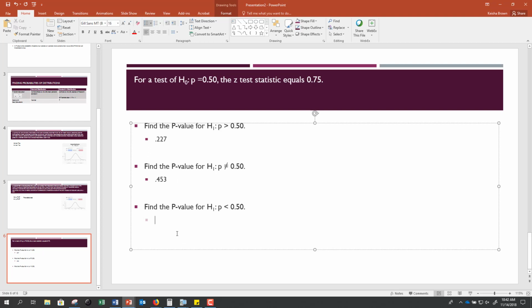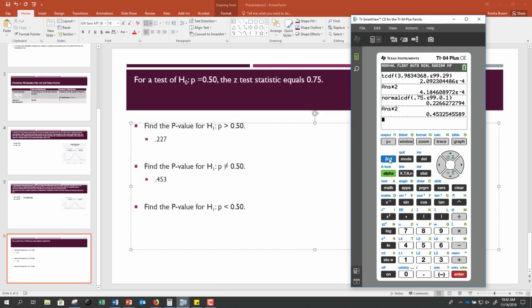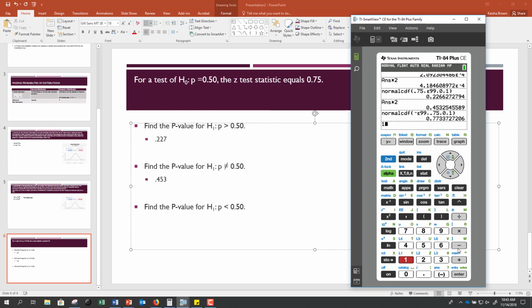Now you want to find the probability of p being less than 0.5. So there are two different ways that you can generate this answer. One way is you can do normalcdf all over again, left-tailed test. So now your lower bound is negative E99. Your upper bound is your test statistic, 0.75. Your mean is 0. Your standard deviation is 1. So you have that as a probability, or you know that it's the complement of the first part. So you could have done 1 minus 0.227 as well.